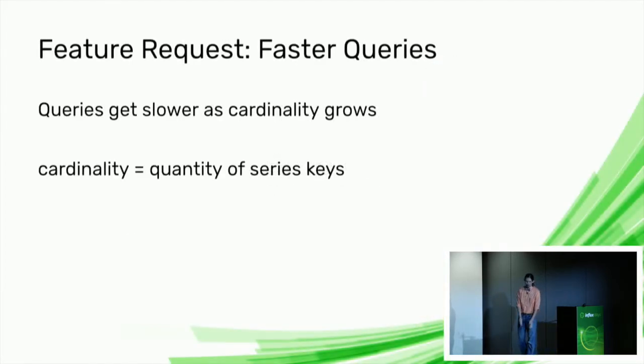So customers love the new product. They come back with another request. Queries are getting slower as cardinality grows. So we've solved the problem of queries getting slower as data grows, but now queries are getting slower only when cardinality is high. Why does that happen?